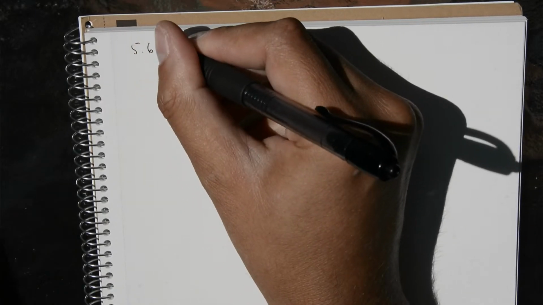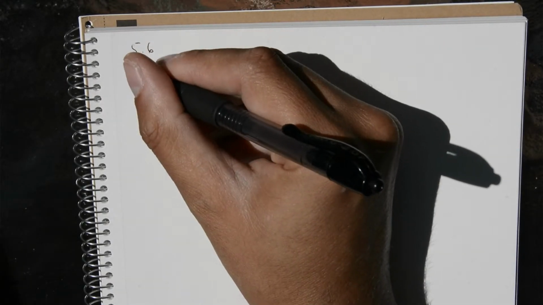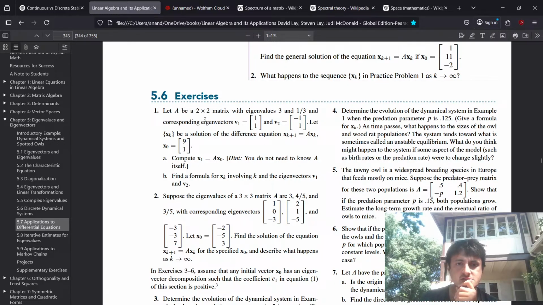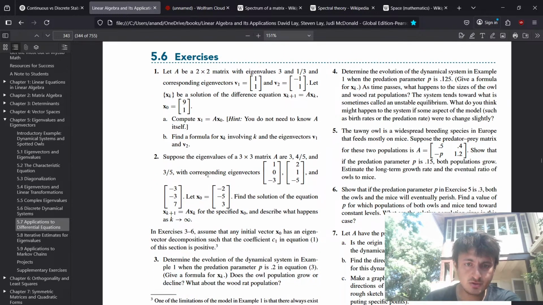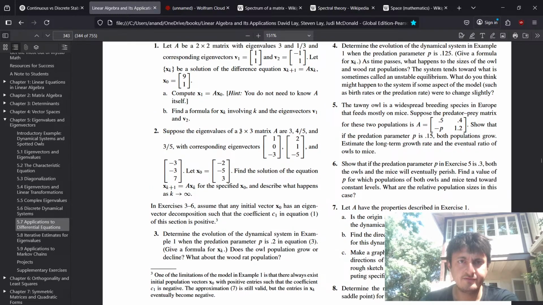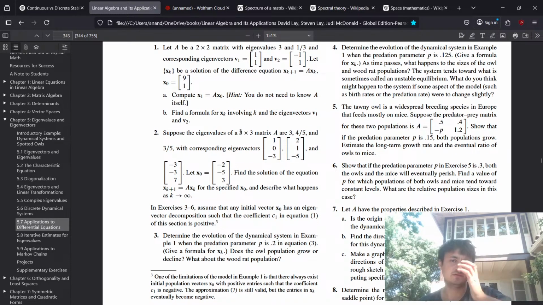So this is going to be 5.6, number 1. Oh well, before we do all this, let's read through all the problems and then we'll figure out which ones we want to do. So I definitely want to do 1 actually, because 1 is good practice. 2 is also pretty good actually. And they give you the eigenvalues and eigenvectors, so that's not so bad.